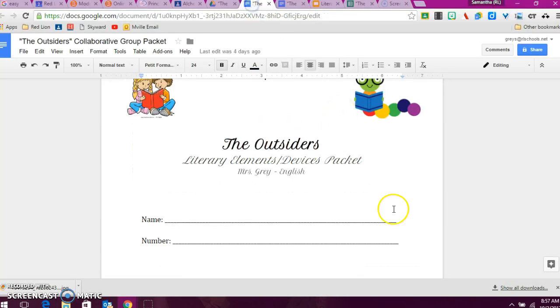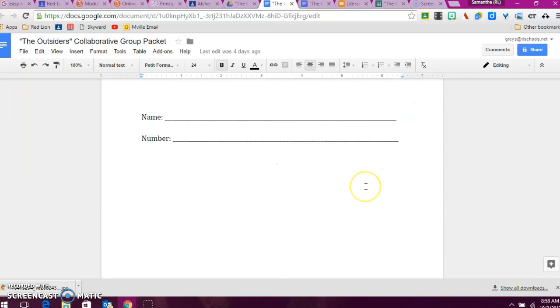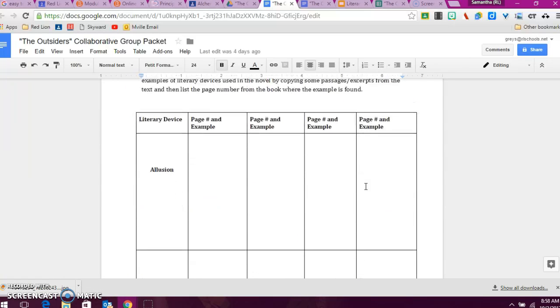The other piece that I wanted to look at is my Outsiders Literary Devices and Elements packet. So again, going back to page 226 of Rice, where it says provide opportunities for collaboration. This is collaborative. I do rotations in my class, so this is actually part of what they'd be doing in their collaborative groups. So that's what this is for. And what this is, we're learning right now about the different literary devices.